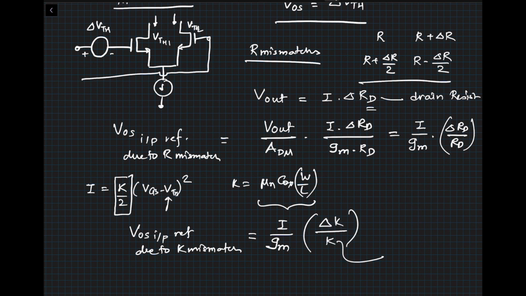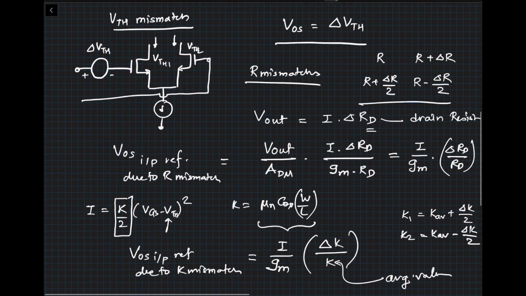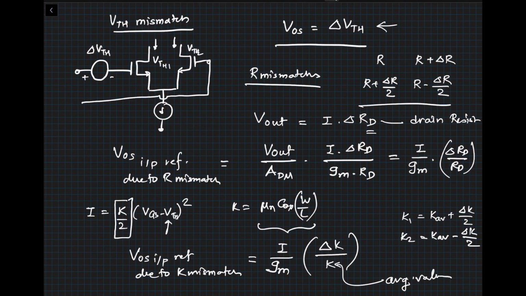Whenever we use this, these are average values, because you'll have K1 and K2, and we look at the average value and we look at the differential value delta K. If you remember, K1 is equal to K average plus delta K divided by 2, K2 will be K average minus delta K by 2. So we calculated the input referred offset due to VTH, input referred offset due to delta R, and input referred offset due to delta K.